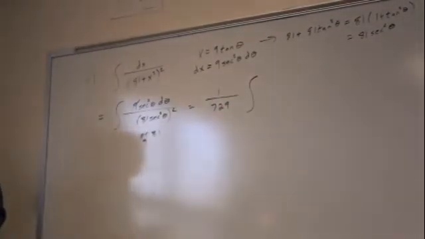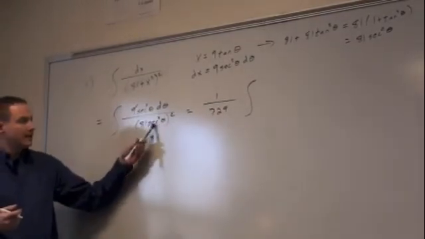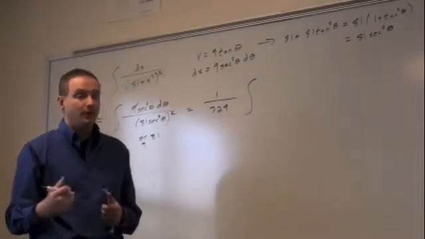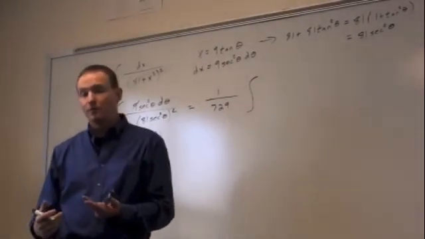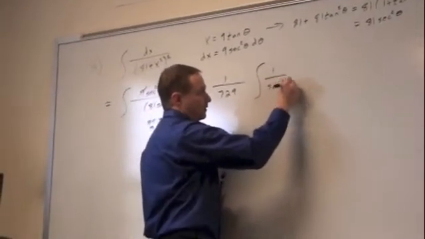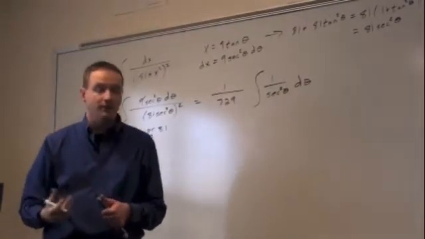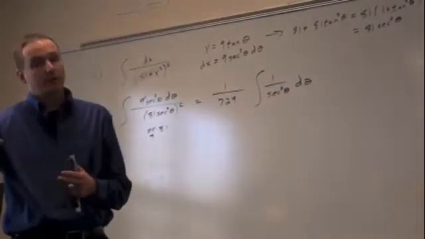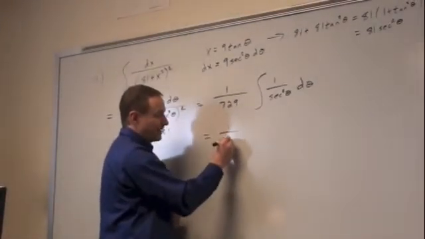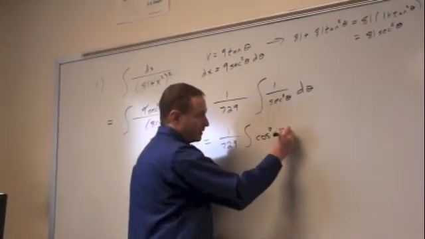And then I'm left with the integral. Well, I'd have secant squared in the numerator, but I have secant to the 4th in the denominator. Secant squared over secant to the 4th is 1 over secant squared. But 1 over secant squared doesn't look nice, so the reciprocal of secant is cosine. This is equal to 1 over 729 times the integral of cosine squared theta d theta.